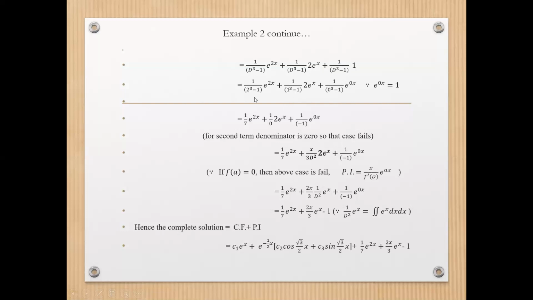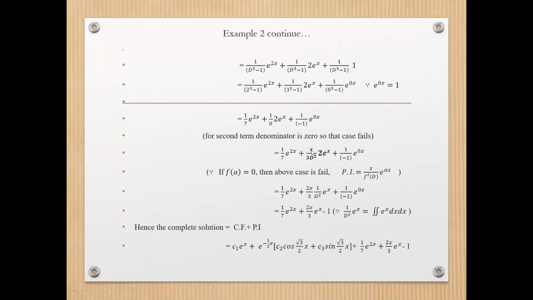After solving the first term, we get 1 upon 8 minus 1, that is 1 upon 7, into e raised to 2x, plus 1 upon 0 into 2 e raised to x, plus 1 upon minus 1 e raised to 0x. For the first and third terms there is no problem because the denominator is not 0. But in the second term the denominator is 0, so the case fails. Write the first and third terms as they are. For the second term, we have to use the case of type number 1.